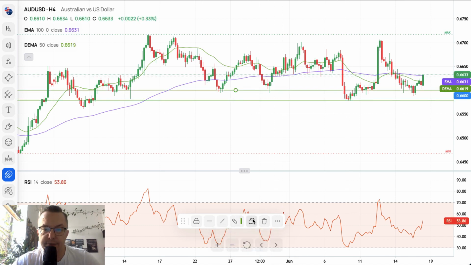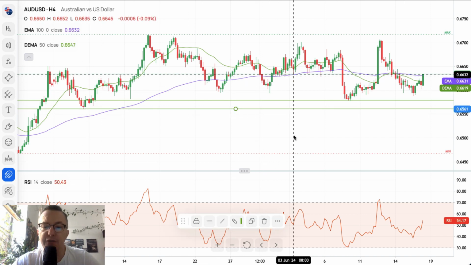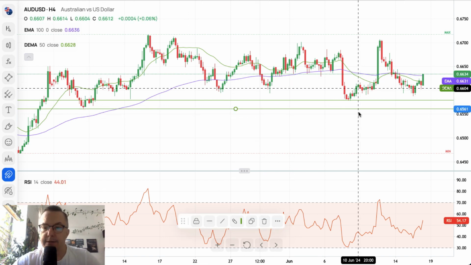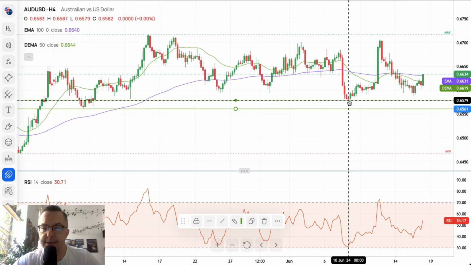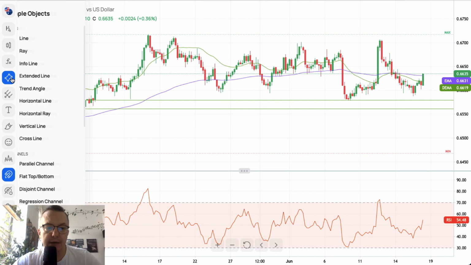6,571 is the technical support. Another technical support eventually is located at 6,561 and 79. Yeah, so this is the first zone here on this market.